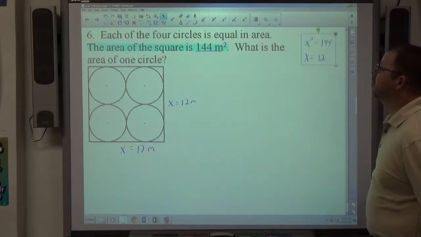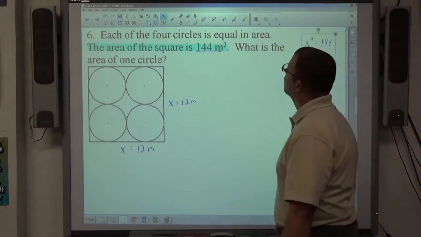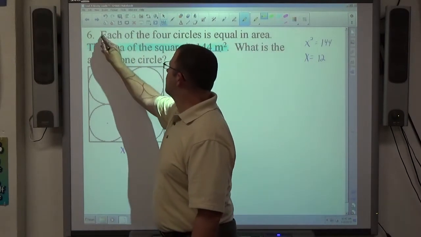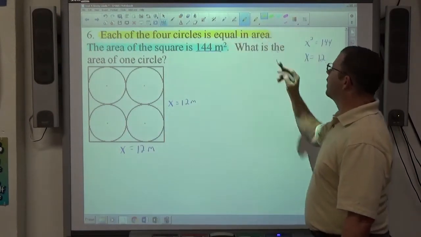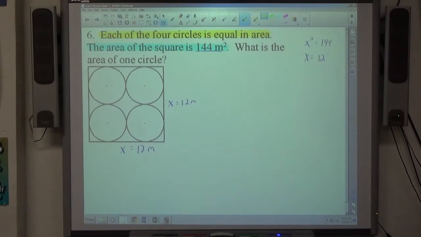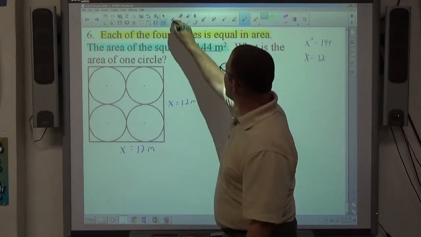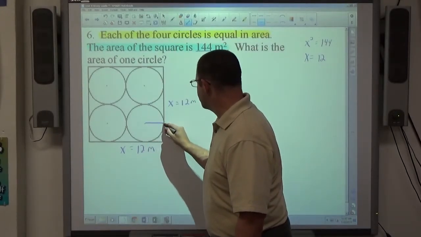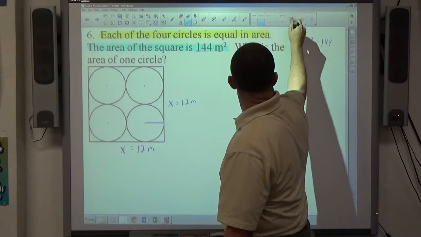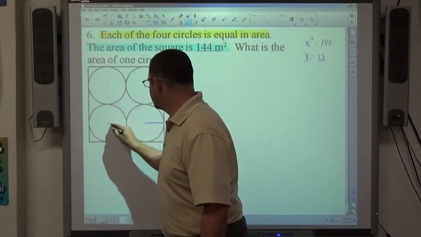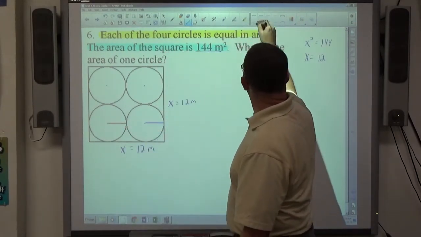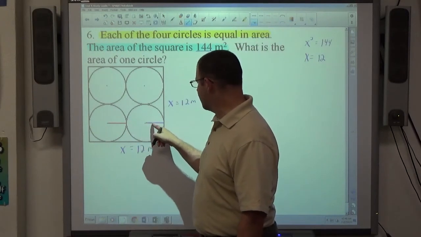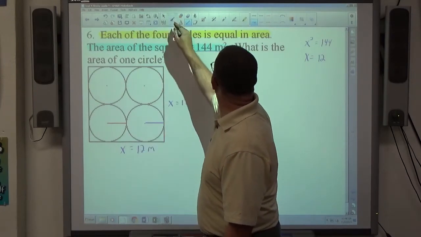Okay, once we know that information, it says what's the area of one circle. Now the other piece of information that they tell us that seems kind of unnecessary maybe, but it's important. Each of the four circles is equal in area. All that tells me is the radius of each circle is the same. So what I know for a fact is that this radius here is the same length as this radius here. And I know that in the world of circles the radius is the same in all directions, so if it's that far to that side, we'll call that R to give it a name.